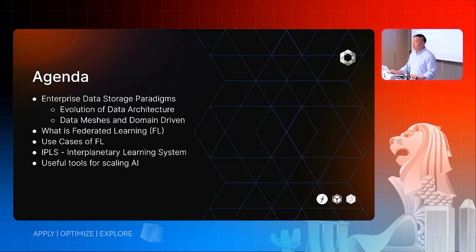Following which, I will describe a bit about federated learning, what it is, the use cases of federated learning, and this new proposal from one of the articles that have been published on IEEE. This is the interplanetary learning system. It was written by some master students. So I'll be explaining what the content is. And finally, I will talk about some useful tools for scaling AI.